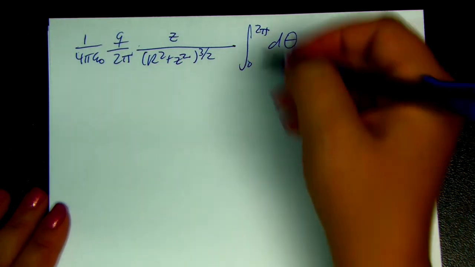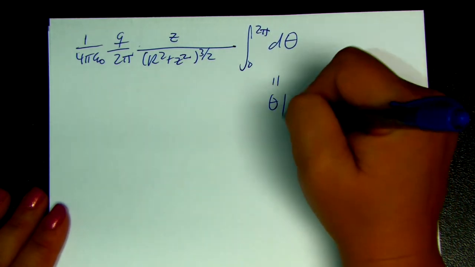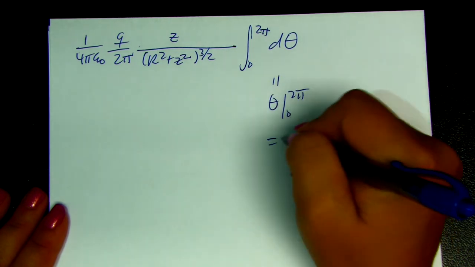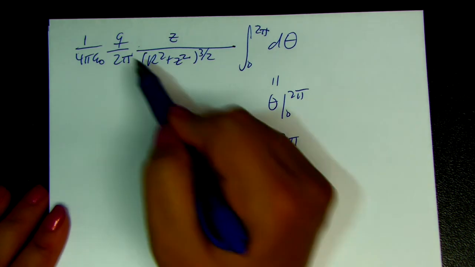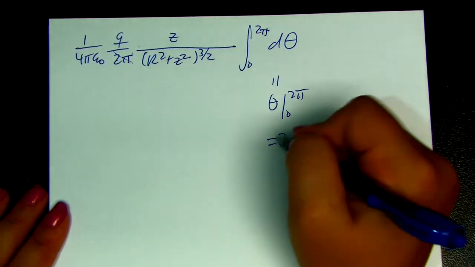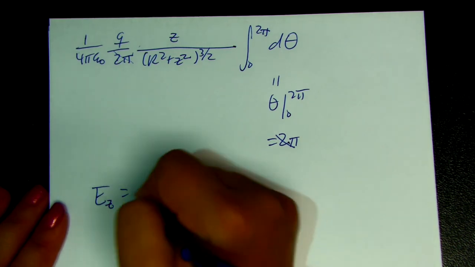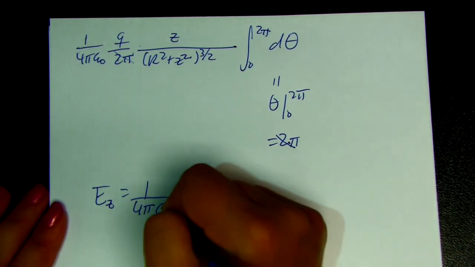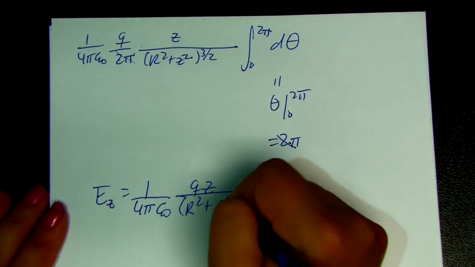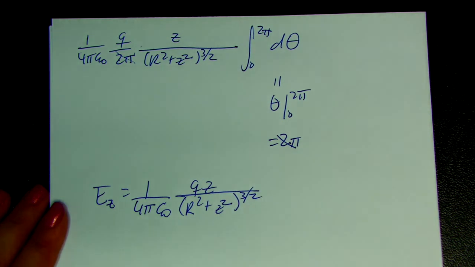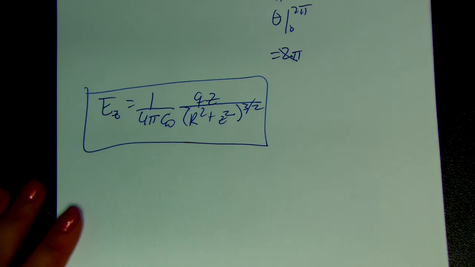All right, so then I'm going to look at just this. This is just theta evaluated from 0 to 2 pi, which is equal to 2 pi. And we can see here that there's a 2 pi now on top and a 2 pi on bottom, so these two will cancel. And so we get Ez equal to 1 over 4 pi epsilon naught qz over r squared plus z squared to the power of 3/2. Okay, so now we have our expression for a ring.